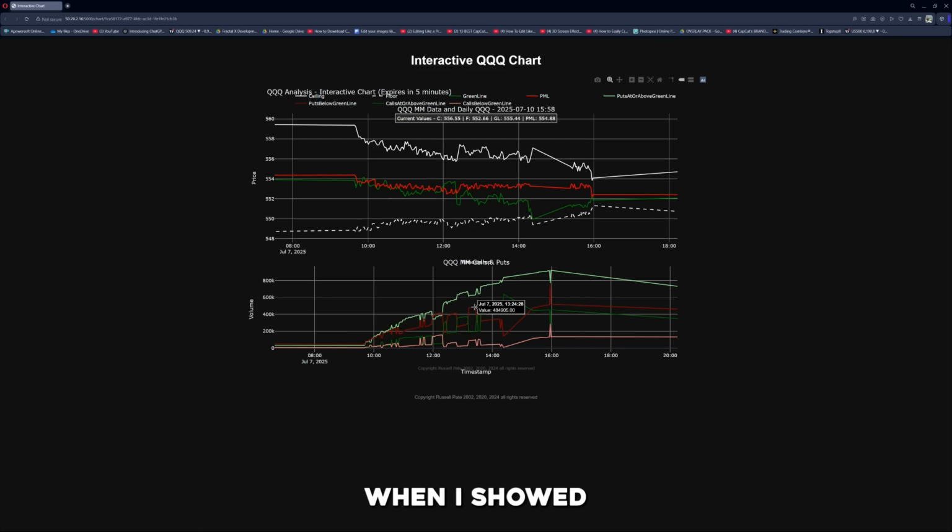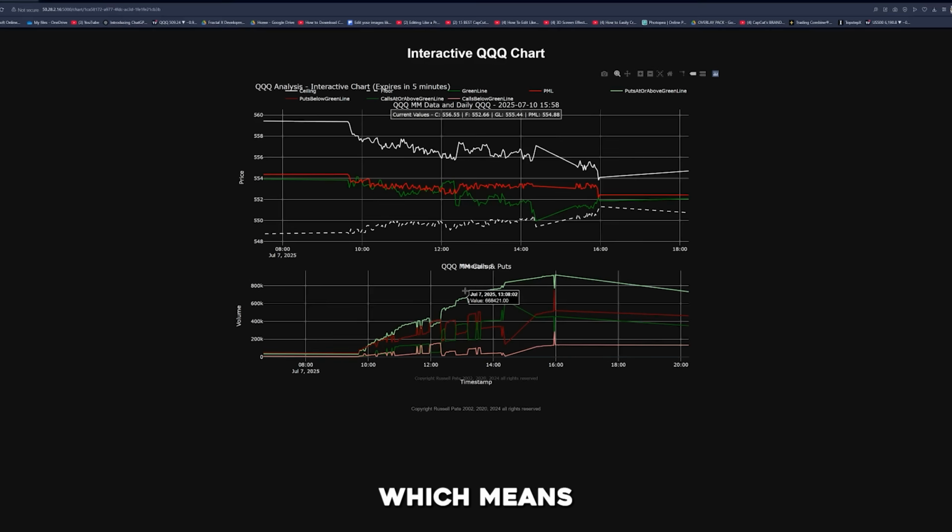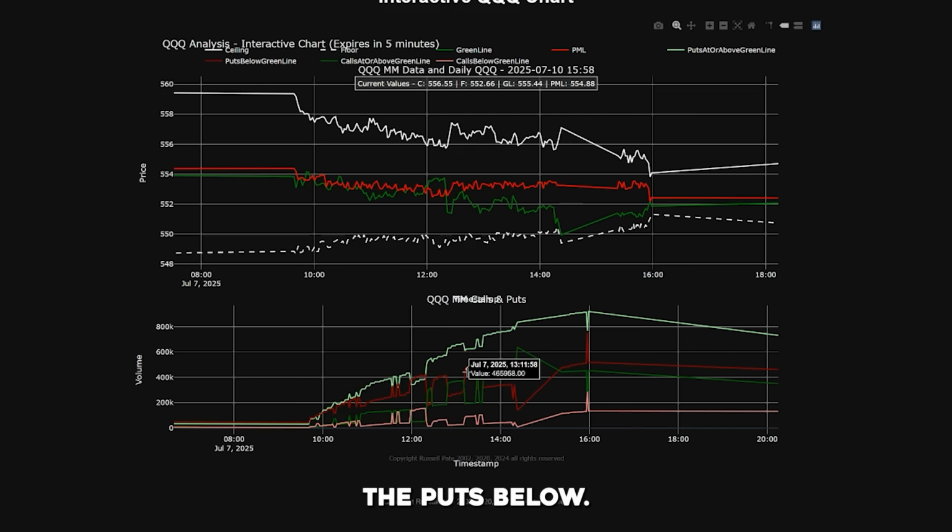And remember when I showed on the chart that the lower numbers, the puts below and the calls below, are bullish confluences, right? And the puts above and the calls above are the bearish confluences. Does that make sense? Yes. So here, the puts above, which means the bearish confluence, is above the puts below. That means this is the bearish divergence.